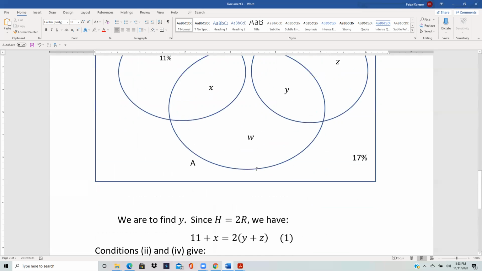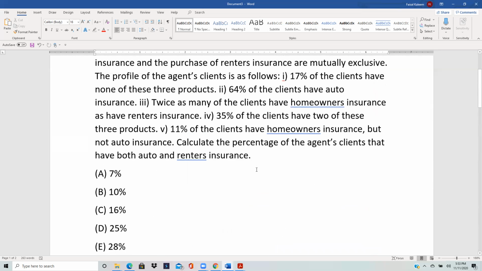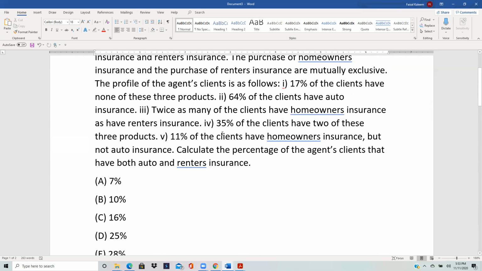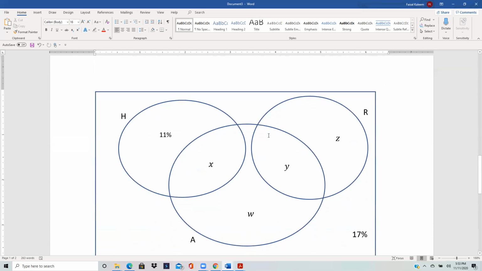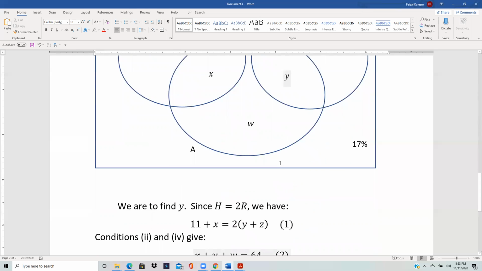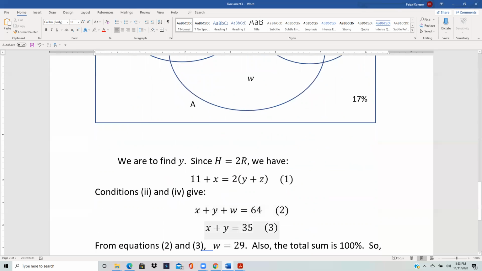And then the 35% condition is saying that 35% have two of the three. So two of the three means you could have either home and auto, that's X, or you could have renter and auto, that's Y. Remember, you cannot have both home and renter, they were mutually exclusive. So two of the three could be either this or this. And "or" means addition. So that's why X plus Y is 35%.